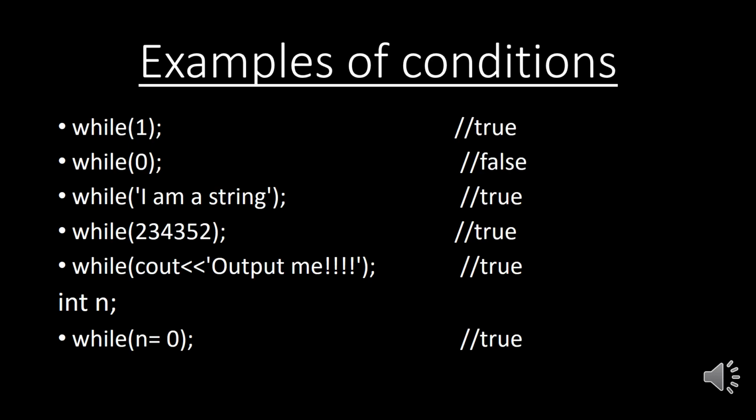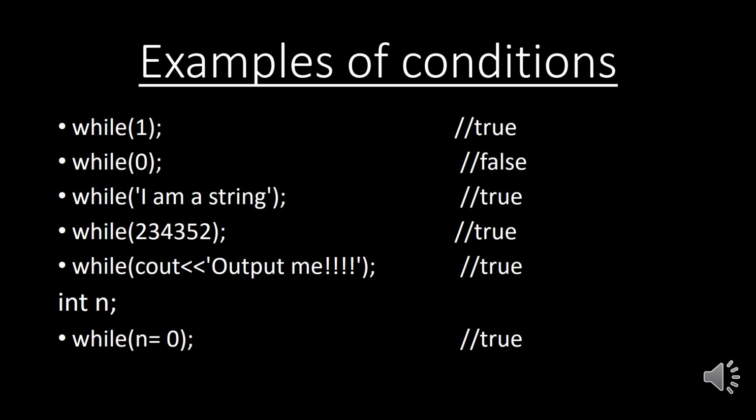Take a look at the following examples. In this first one, the condition does not fail, because the value is not 0. But in the second one, the condition always fails, so the compiler never executes anything inside the loop. The others also evaluate to true. See, it is all about whether the value is 1 or 0.